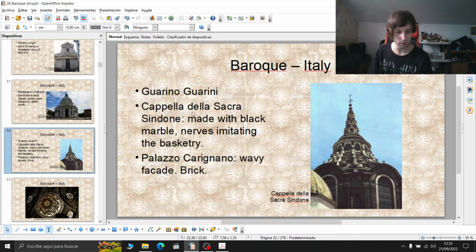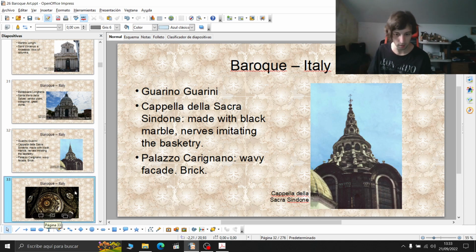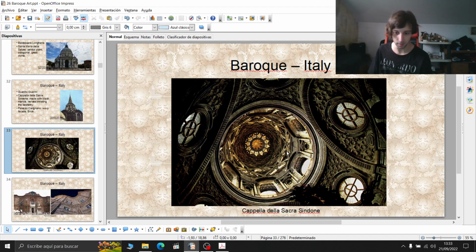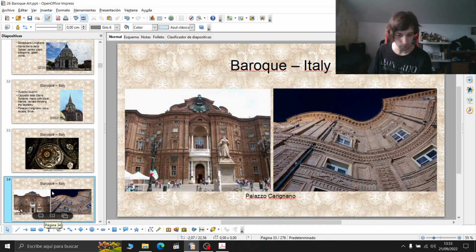Guarino Guarini with Cappella della Sacra Sindone, made with black marble, with ribs imitating basketry, and Palazzo Carignano, wavy facade, made of brick. This one is very impressive, especially the interior. Cappella della Sacra Sindone. It's like a dream, this. Very wonderful. The Palazzo Carignano with the curves is really impressive.